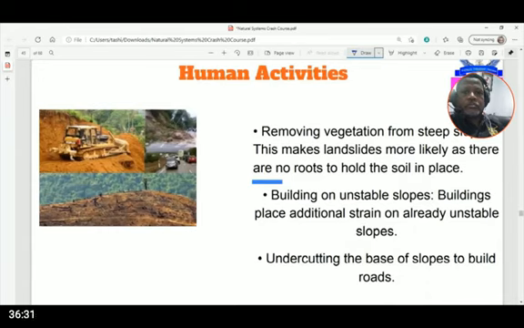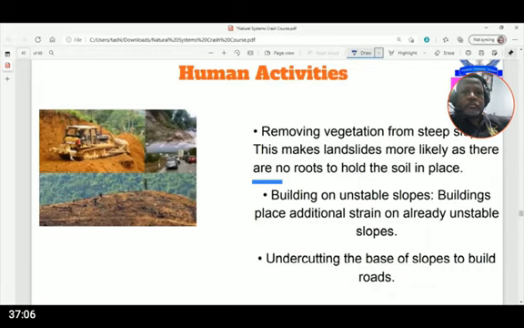So first thing, removing vegetation from slopes. We know that vegetation has roots. We know that these roots, once they are inside the soil, are holding the soil in place. They are holding the soil together. So if we are to remove those trees and remove the very thing that is actually holding the soil together, then the soil becomes very loose. So once the soil is loose, then it is likely to fall down.